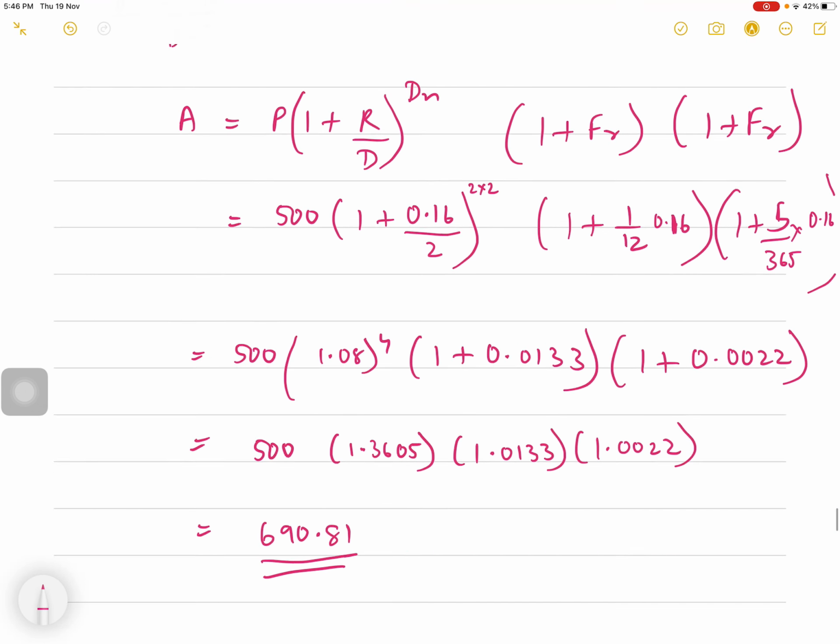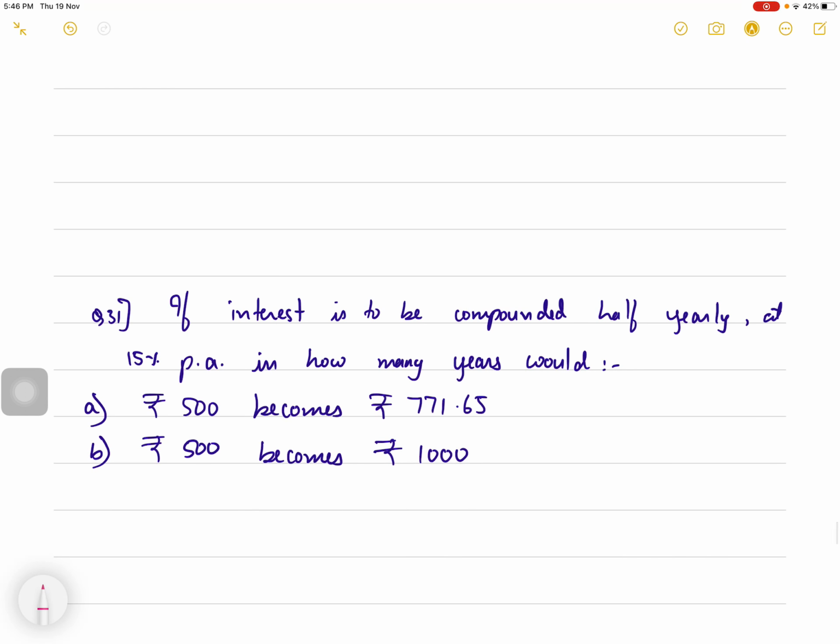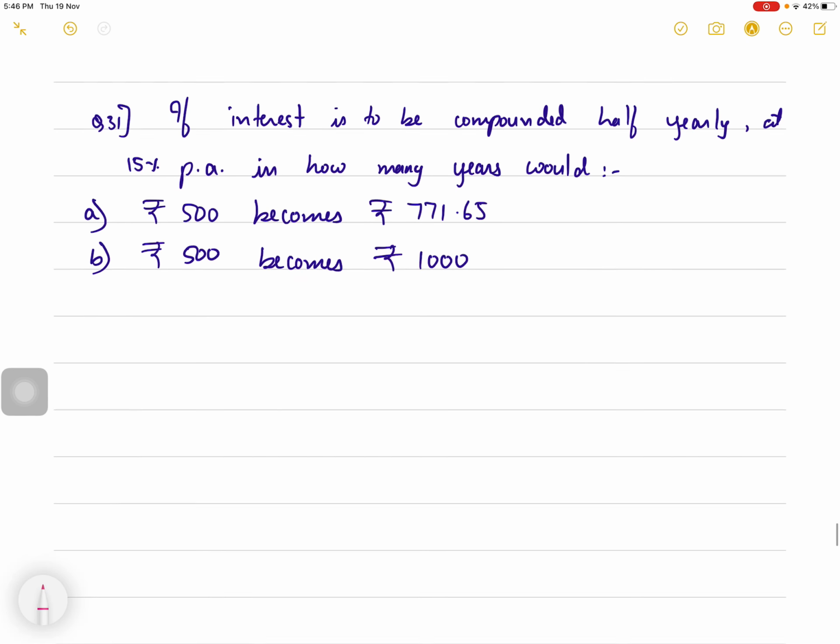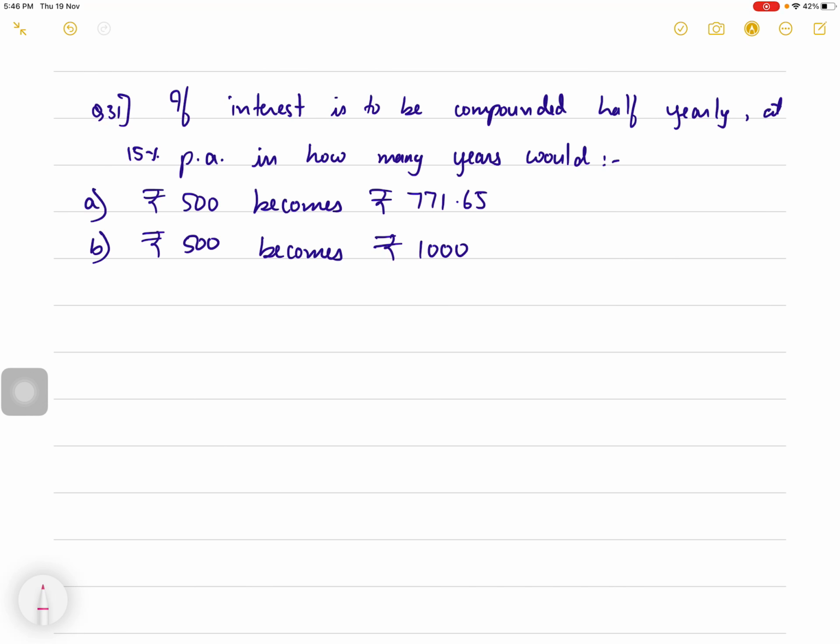Okay, let's see the next problem. If interest is to be compounded half yearly at 15% per annum, in how many years would 500 become 771.65 and 500 will become 1000? Okay, there are two parts.